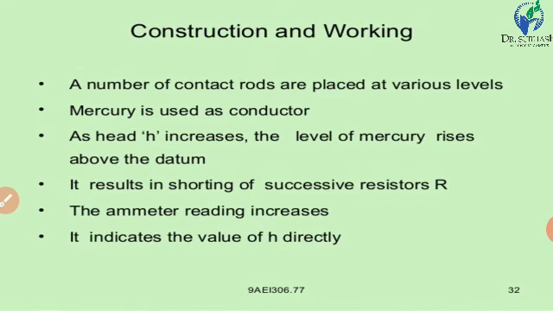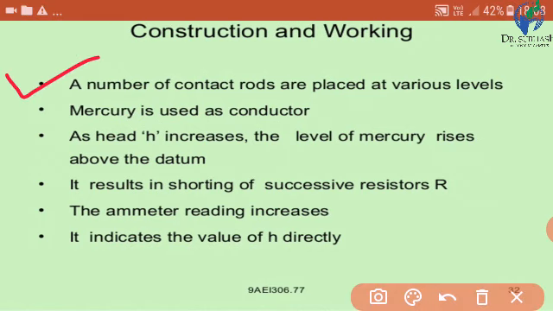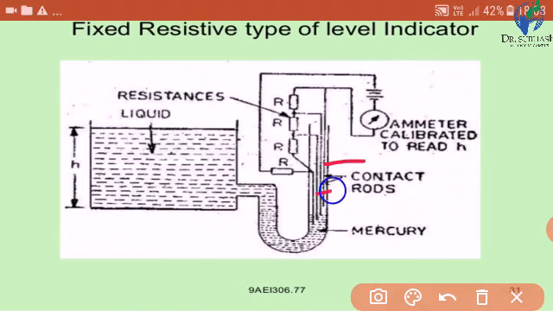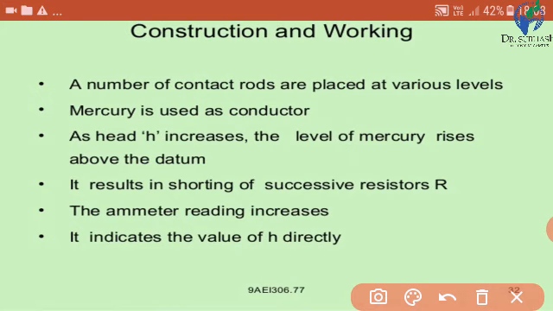Now construction and working. A number of contact rods are placed at various levels that we have seen. Different resistors are there, different rods are deep in a tube. See, here we can see different types of rods are placed in this tube. Mercury is used as a conductor. So mercury we have already seen is filled in a tube. So it is used as a conductor.